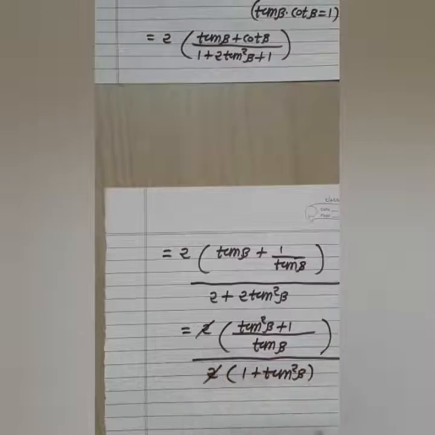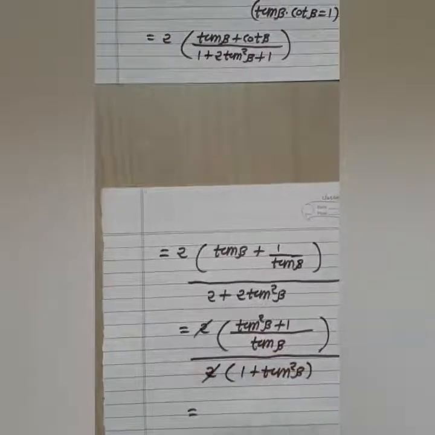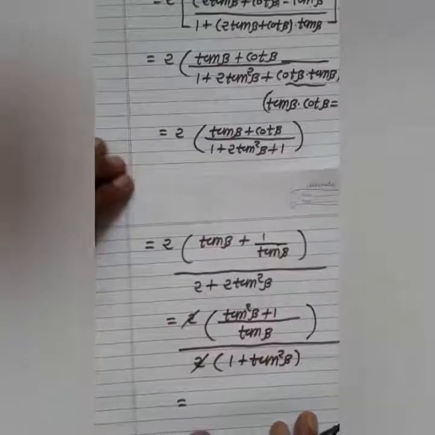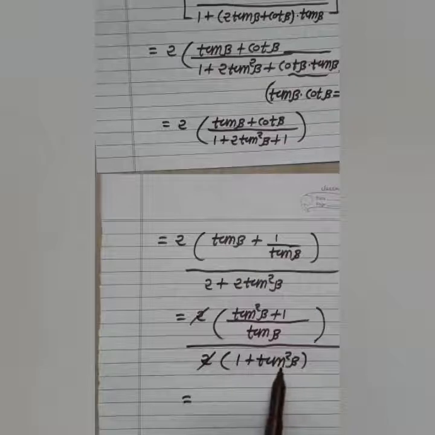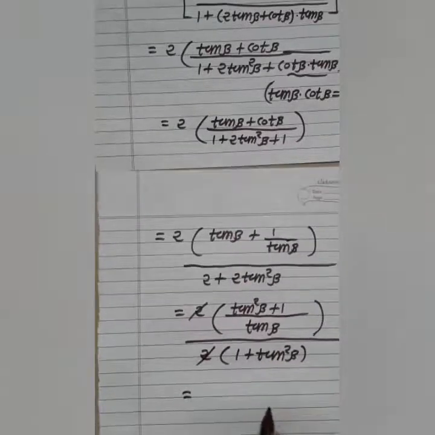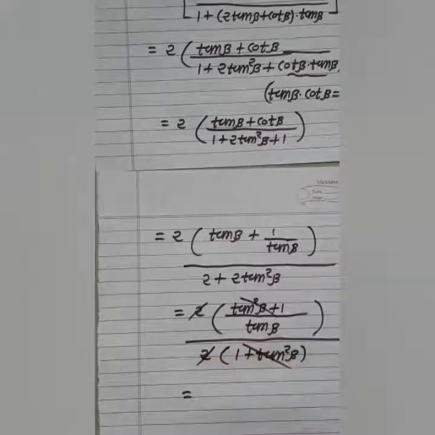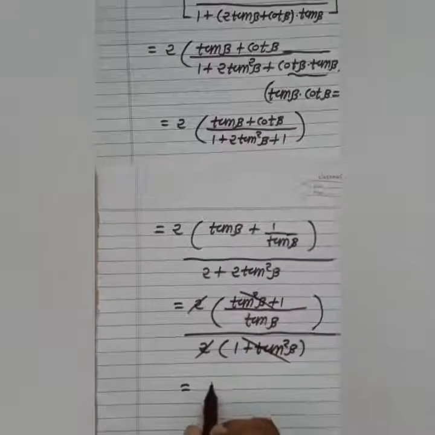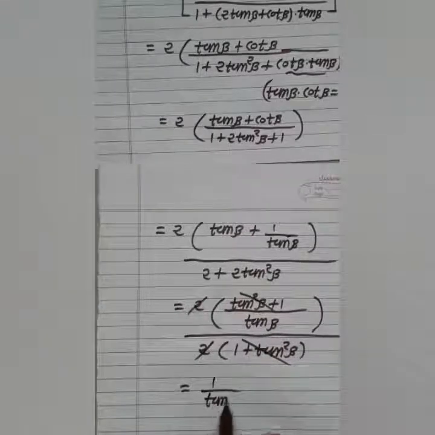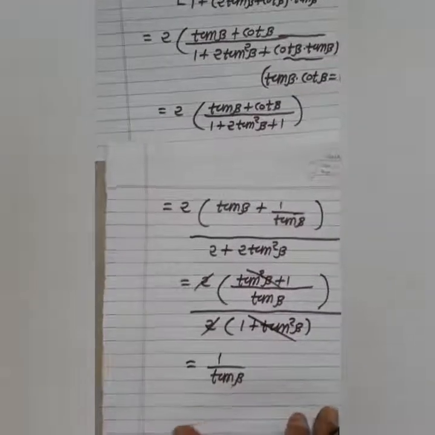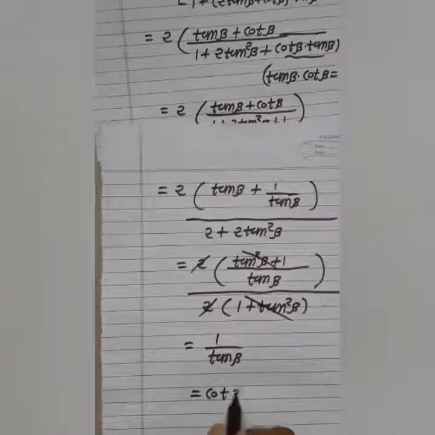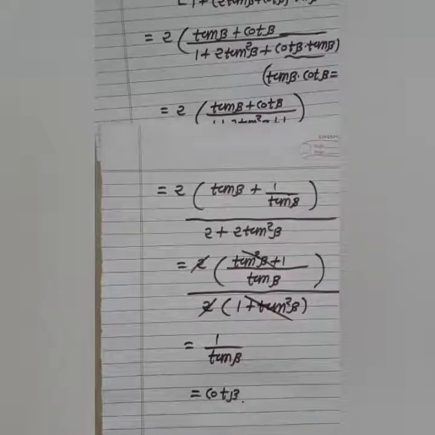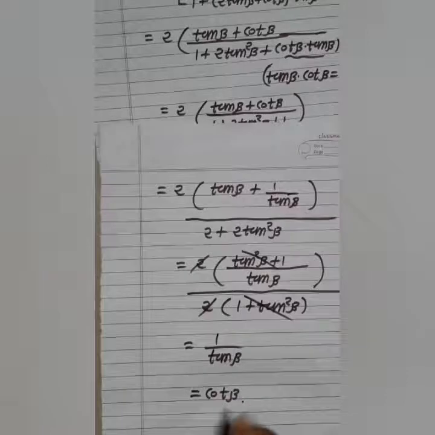Now here 2 cancels out, so in the numerator term 1 plus tan square beta, same way in the denominator term 1 plus tan square beta, so again this term cancels out. So 1 plus tan square beta, 1 plus tan square beta also cancel out, so the remaining term is only 1 upon tan beta, and we know that 1 by tan beta is cot beta. So our proof is, our LHS is cot beta, so here we can write LHS.